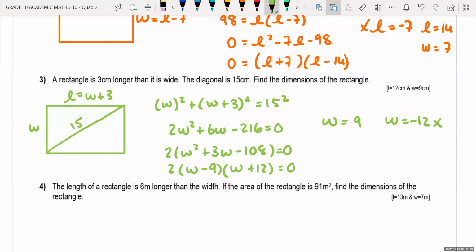This will not work. This will work. And so when you put this back in, the length will be 12 centimeters.